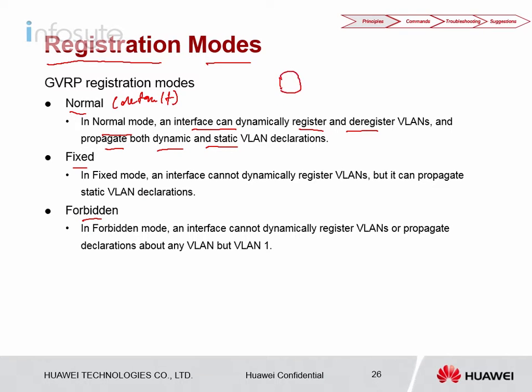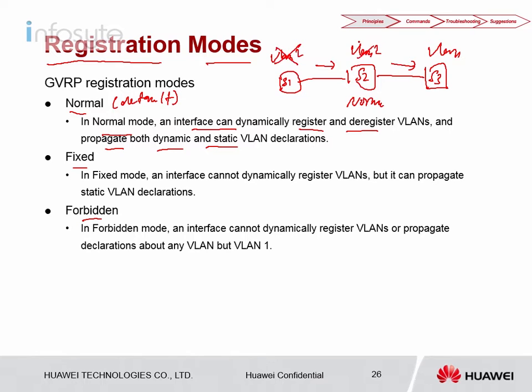So basically, if I have switch number 1 connected to switch number 2 and switch number 3, let's say this is the topology. If I'm going to create a VLAN 2, and this is normal mode, alright, so VLAN 2 will be created here, and VLAN 2 will be created here under the normal. So assuming that if I'm going to remove VLAN 2 here, it is going to be removed. That will be under the normal mode.